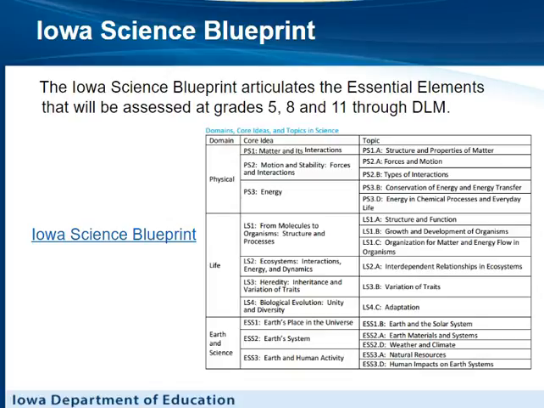And what you're seeing on screen here is just that big picture again. We see the domains of physical, life, and earth space science. That's broken down into core ideas and then broken down further into topics. But let's pull up the Iowa Science Blueprint and look at that document specifically. If you are accessing this information through the state Agora, the blueprint is linked there, and it is always available on the Iowa Department of Education website as well.